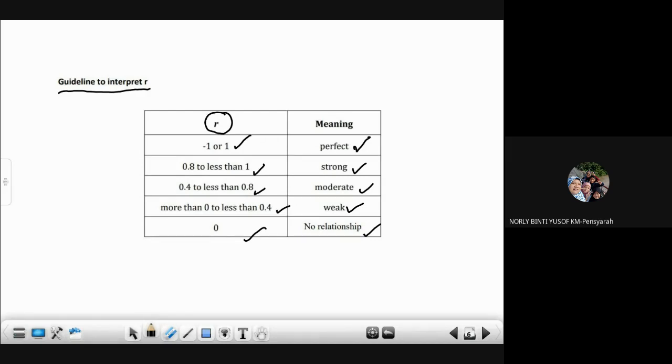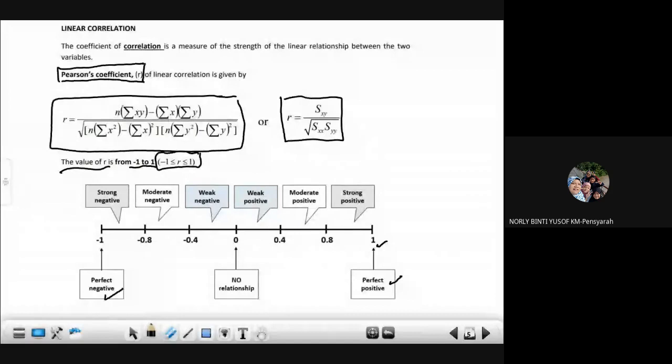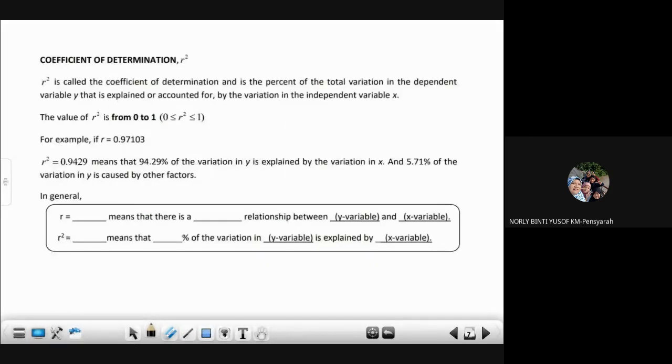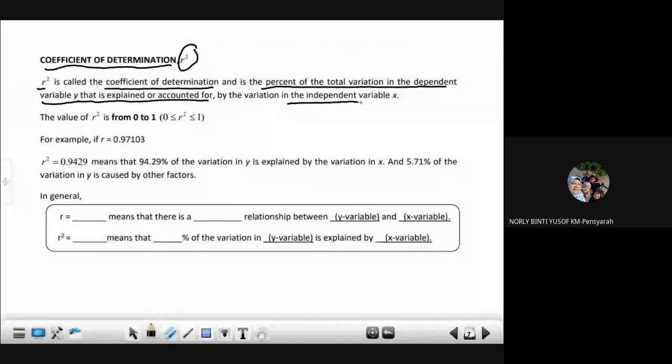So kita pergi pada coefficient of determination kita. Tadi Pearson coefficient R tu adalah Pearson coefficient R. Pergi pada R squared. Okay, R squared means coefficient of determination. So R squared is called coefficient of determination and is also the percent of the total variation in the dependent variable Y that is explained or accounted for by the variation in the independent variable X.